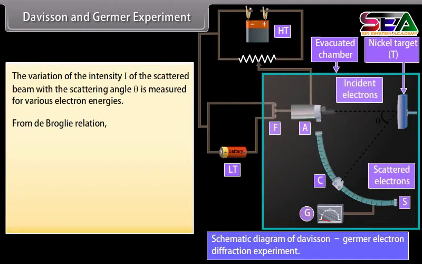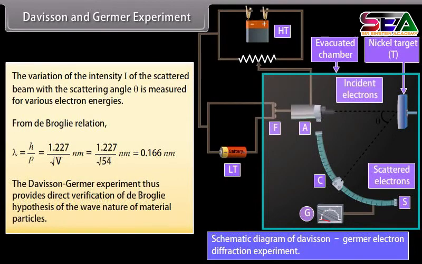For these electrons accelerated through a potential difference of 54 V, lambda equals h by p, which equals 1.227 by square root of V nanometer, equals 1.227 by square root of 54 nanometer, equals 0.166 nanometer. The Davisson Germer experiment thus provides direct verification of the de Broglie hypothesis of the wave nature of material particles.